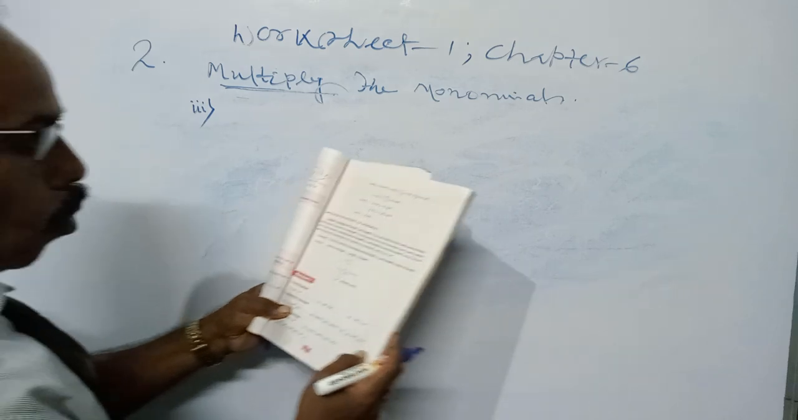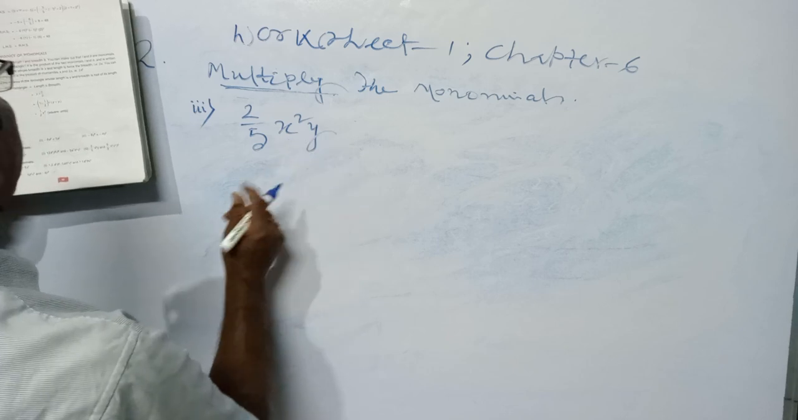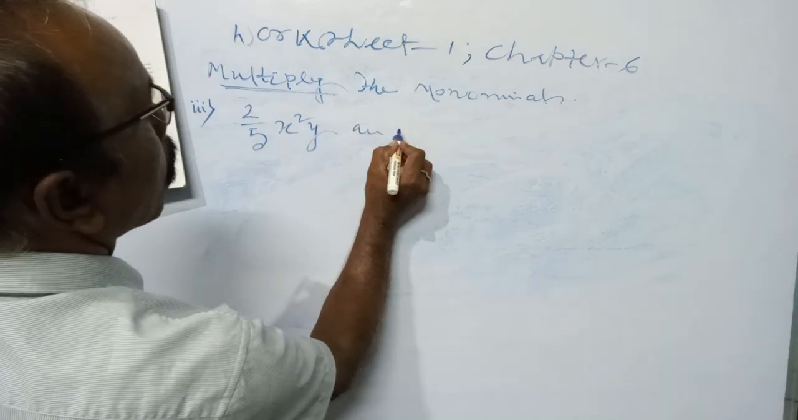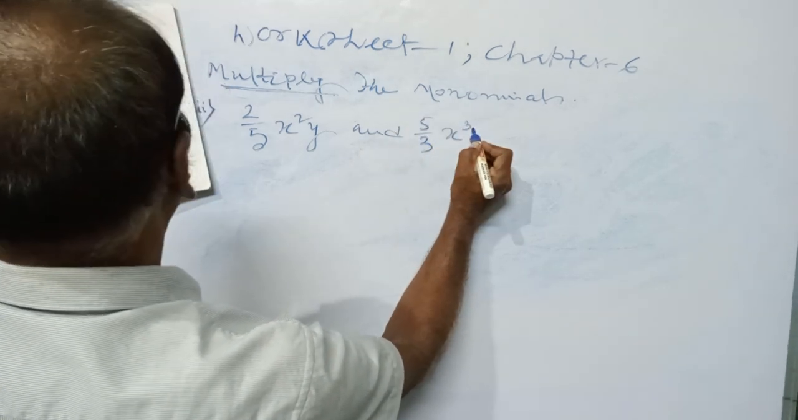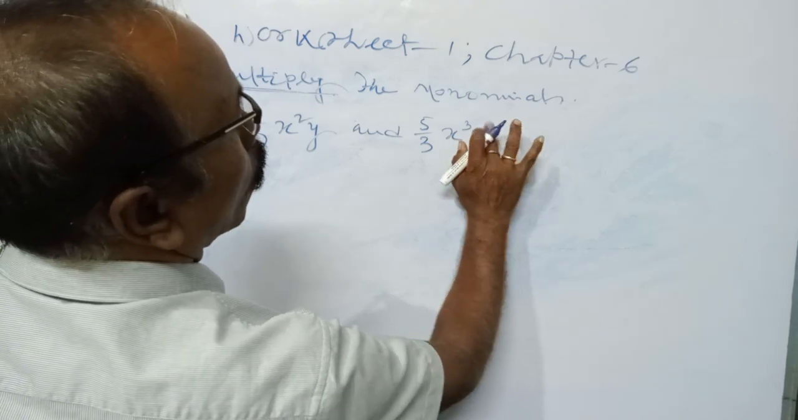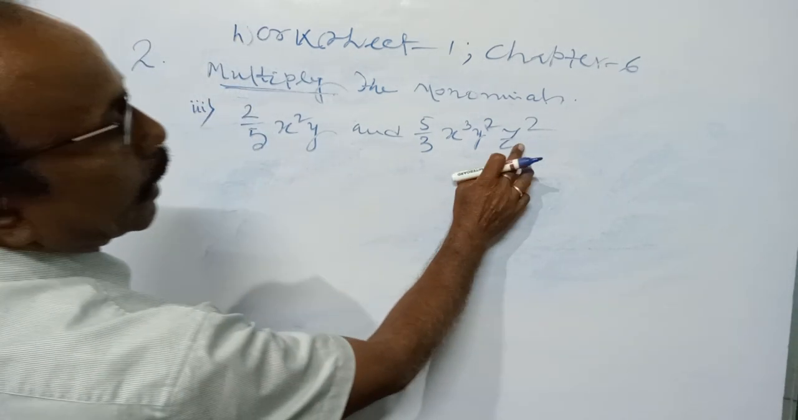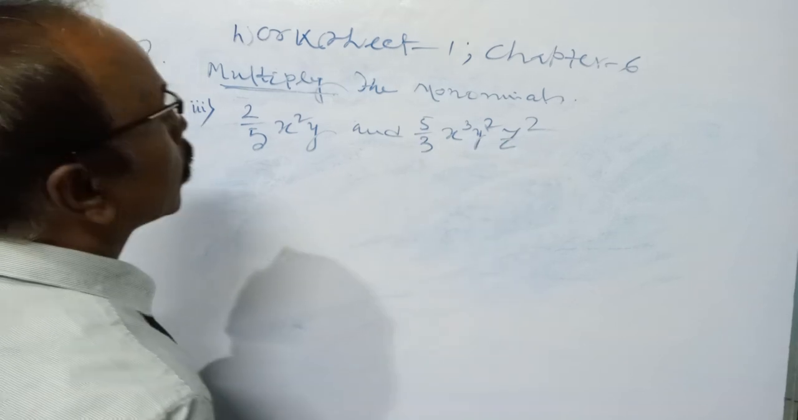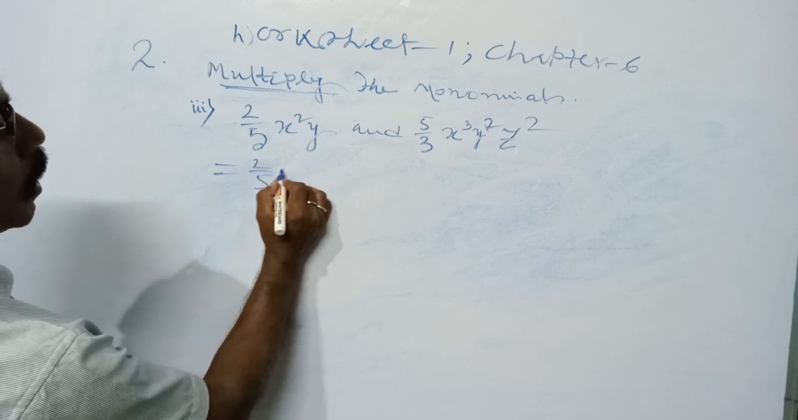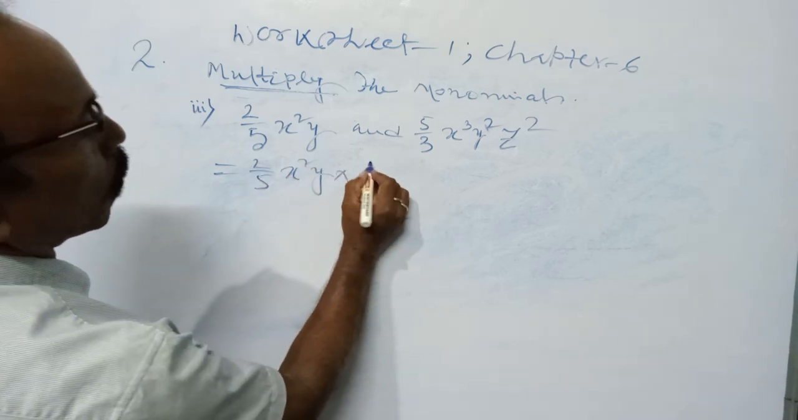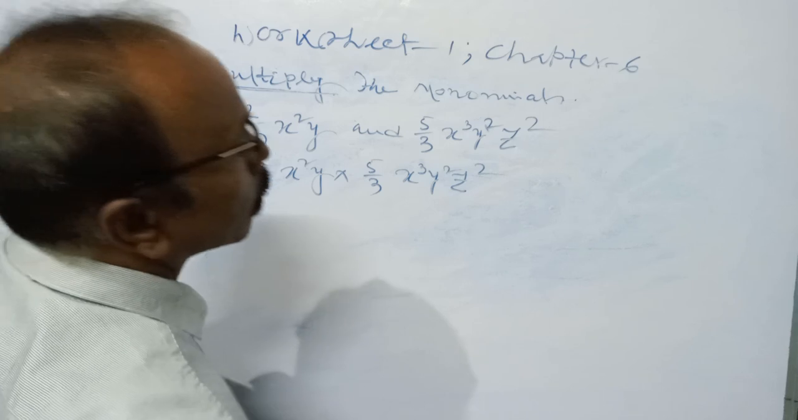Question 3: 2 by 5 x square y and 5 by 3 x cube y square z square. My dear student, you see here is a new term of algebra, z square. Here it is only 2, x square y. Next, 2 by 5 x square y into 5 by 3 x cube y square z square.